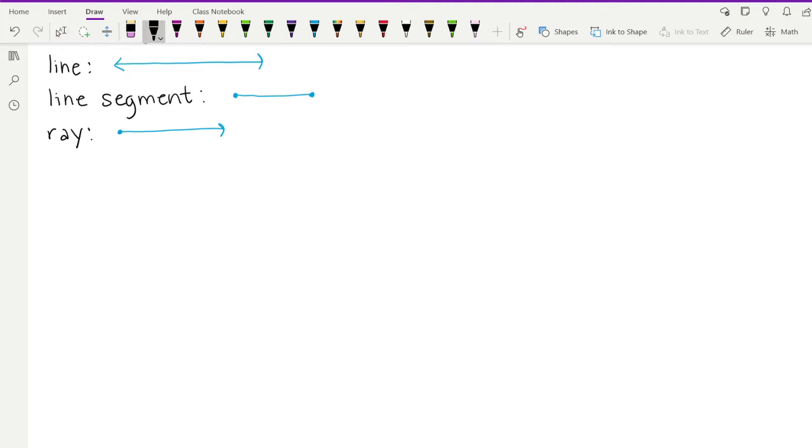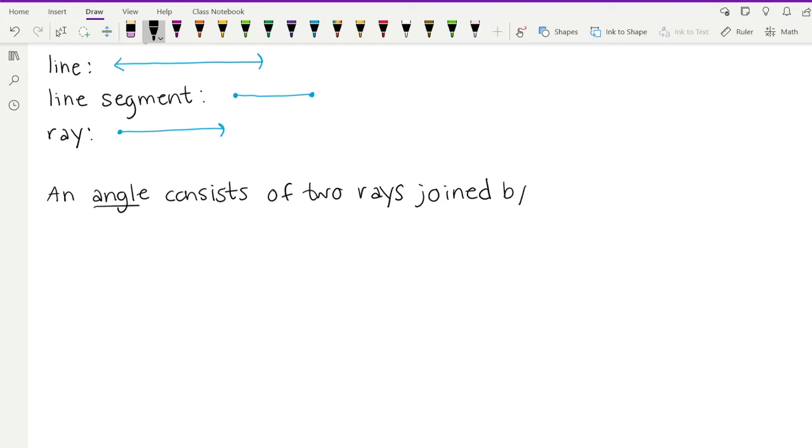Okay, so what is our formal definition of an angle? An angle consists of two rays joined by a common vertex, so a common point. So let me sketch an example down here, and then I have a little bit more to write about what an angle is. When we say two rays, we're referring to the fact that an angle could go on however far you want in these two directions, but the two rays are joined together at this point to form the angle.